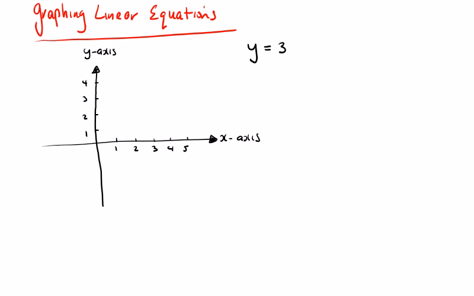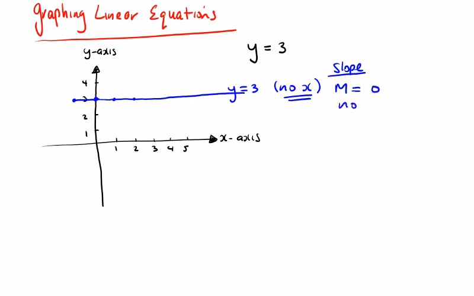Now, we know that y is equal to 3 here at this point. But y is also equal to 3 here at the point 1, 3. At the point here 2, 3. At what will be minus 1, 3. So if we connect these dots, the line y is equal to 3 has no x. There's no x component. And the slope of this line, m slope, is equal to 0 because there's no rise. Well, there is a run, but there's no rise.